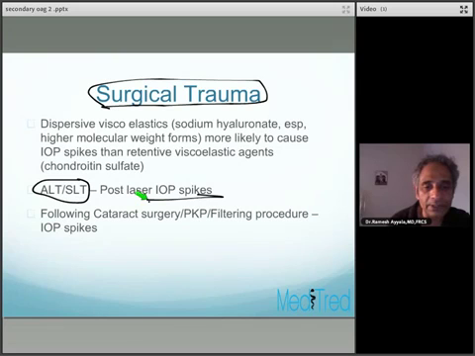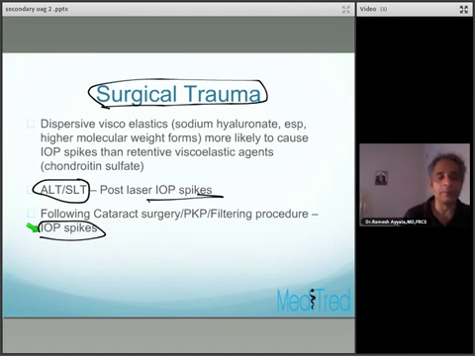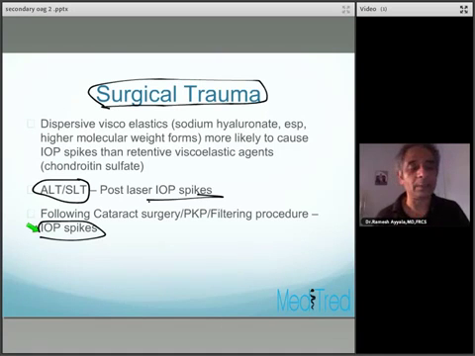Following cataract surgery, PKP, penetrating keratoplasty, or filtering procedure, sometimes you can have IOP spikes. We just discussed that following cataract extraction. And if you encounter a pressure spike, you should take care of this glaucoma appropriately, depending upon how high the pressure is and what the status of the underlying optic nerve is.